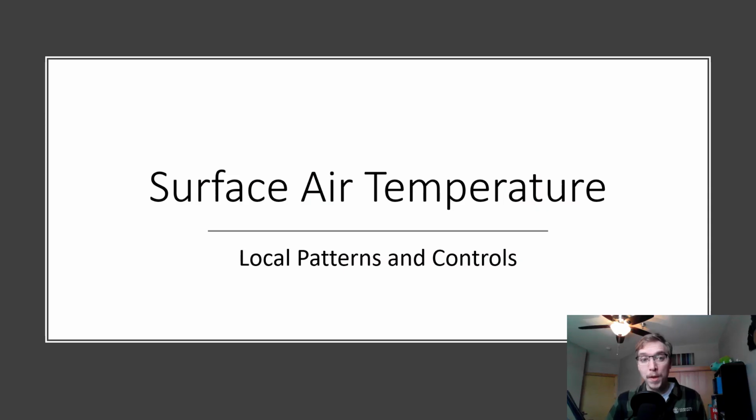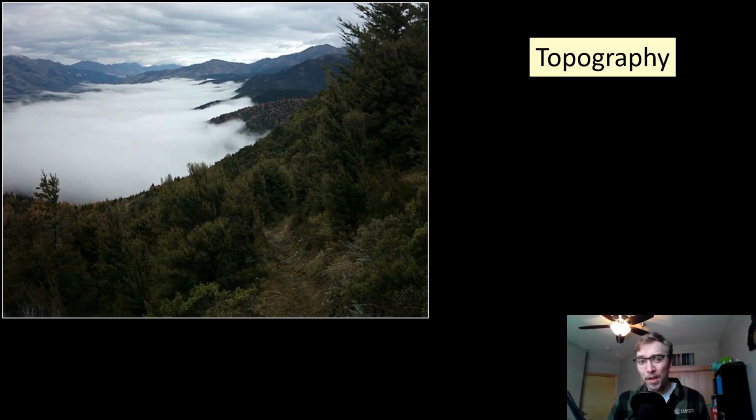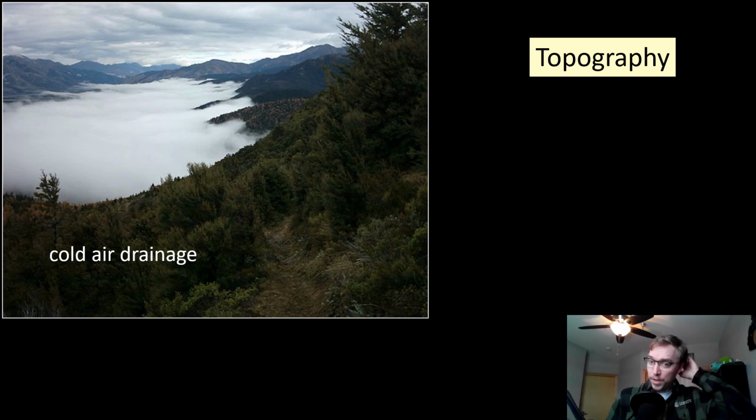All right, now we're going to move into some local patterns and controls on surface air temperature. One of the easiest ones to understand is topography, right? Looking at the contouring and lay of the land, we can see certain things like cold air drainages here, right? Cold air is denser, so it's going to follow the contours of the landscape. We see that here reflected in this high mountain area, where notice where all the clouds are.